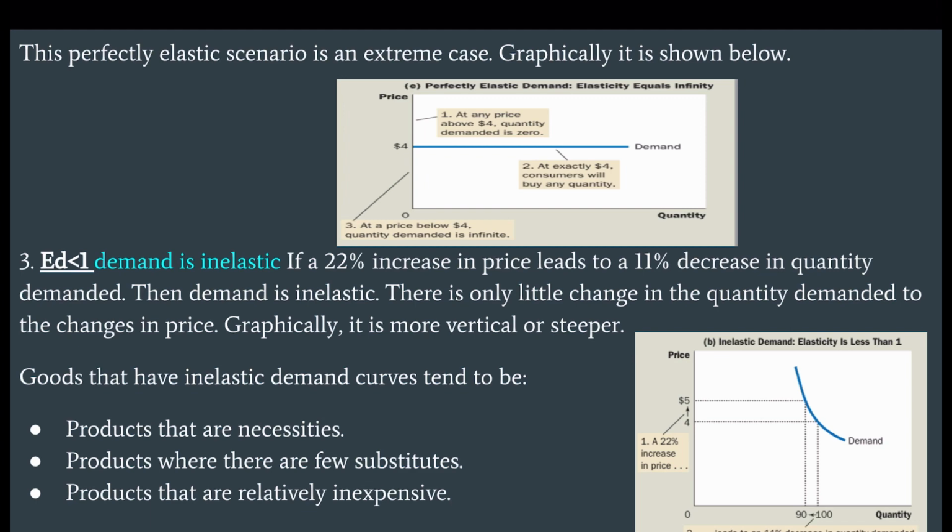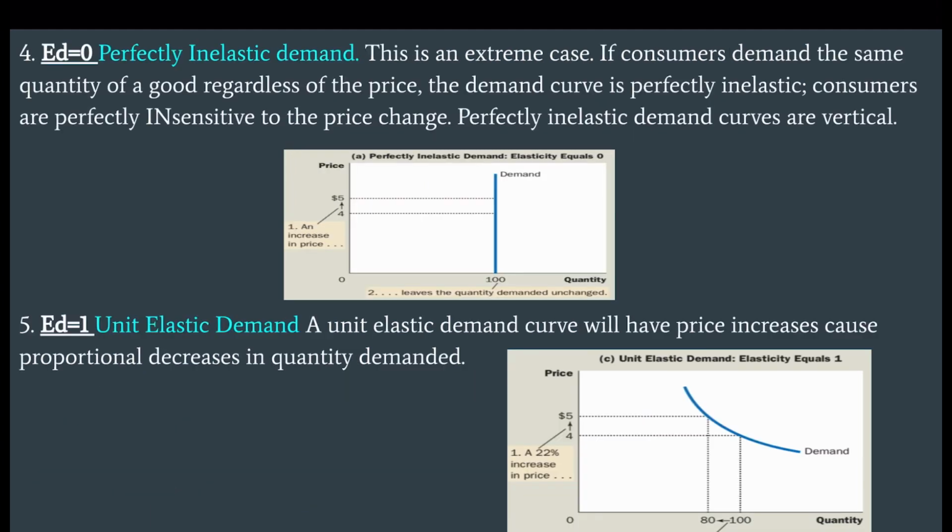Goods that have inelastic demand curves tend to be products that are necessities, products where there are few substitutes, and products that are relatively inexpensive. So for such goods, the consumers' buying pattern does not change with changes in price. It remains more or less the same.